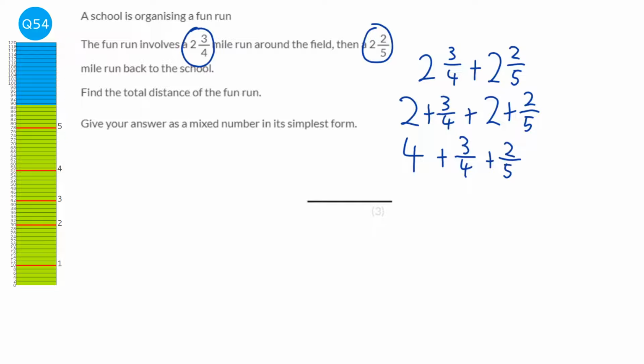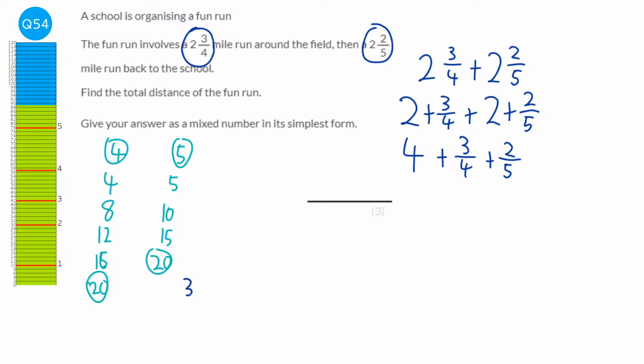So when you add two numbers with different denominators, what we need to do is get a common denominator, and we do that by quickly writing out the 4 and the 5 times table and seeing what the first number in both times tables is. 4, 8, 12, 16, 20, and 5, 10, 15, 20. So that's 20. So we need to get the bottoms of the fractions to 20.